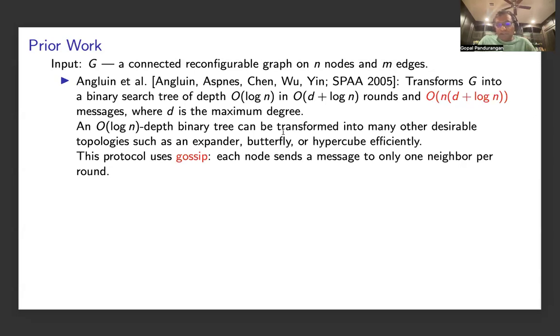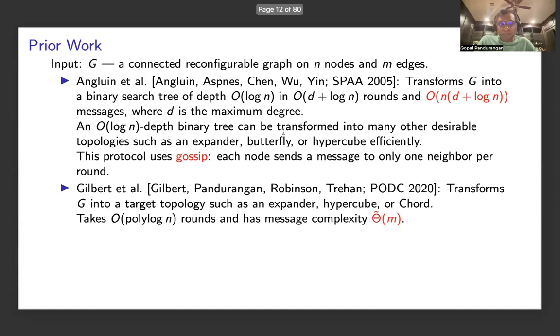And of course, all the protocols that you're going to see use this peer-to-peer model. That's what allows it to reconfigure, add new edges, and drop existing edges. In gossip, each node can only send a message to one neighbor per round, and that's why this communication is very efficient. It's very lightweight and efficient, since only one message is allowed per node per round.